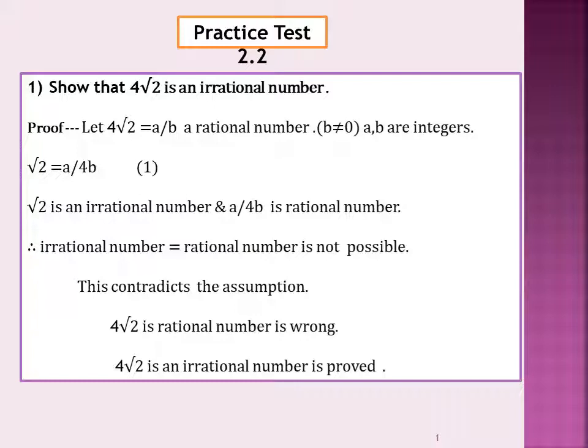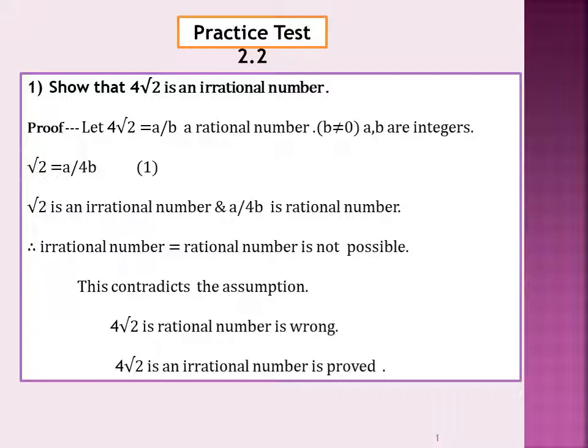Now when you observe the sides, what will you get? Root 2 is an irrational number, but a upon 4b is rational, because root 2 is irrational, which we proved in the last proof. Then here the left hand side is irrational, but the right hand side is rational. Then irrational equal to rational is not possible. And why is it not possible? Because our assumption is wrong.